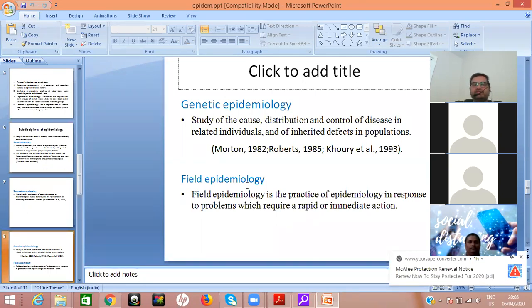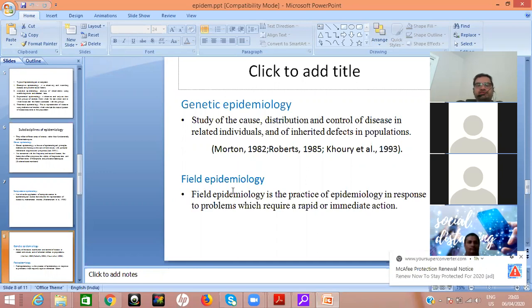That is genetic epidemiology. It is very less common in animal epidemiology. It is more important as far as the human population is concerned. In humans, there are certain disease conditions which are more common in a genetically altered population. So it is not of much importance for the animal population.